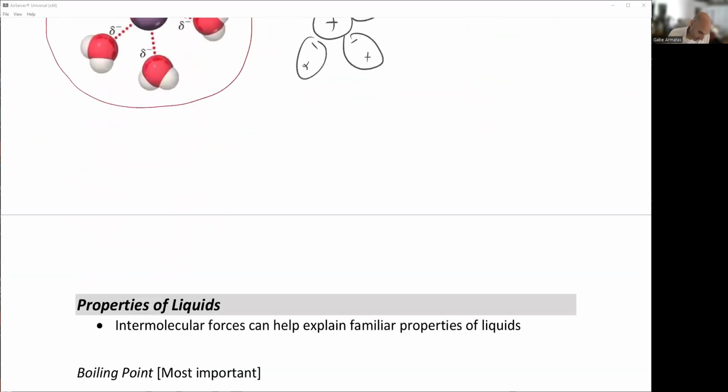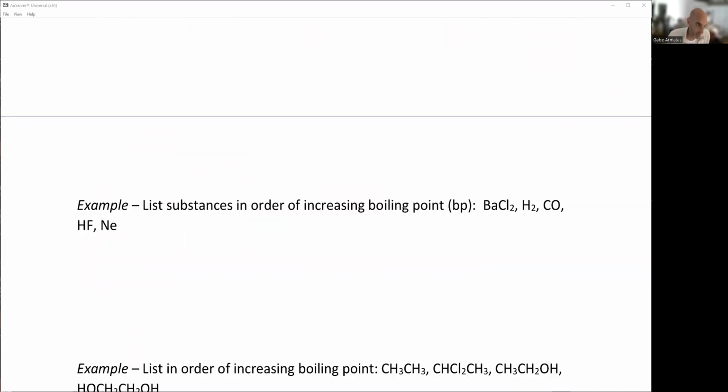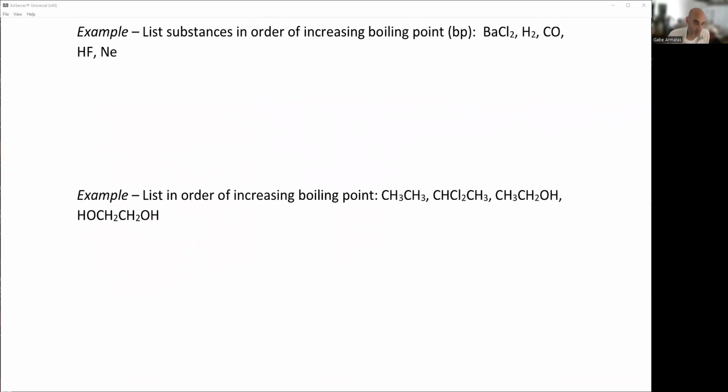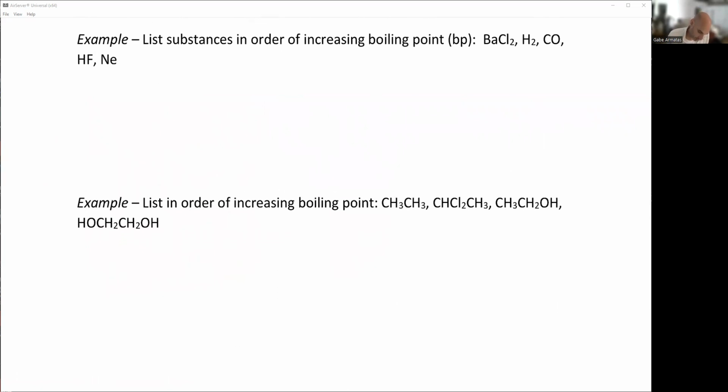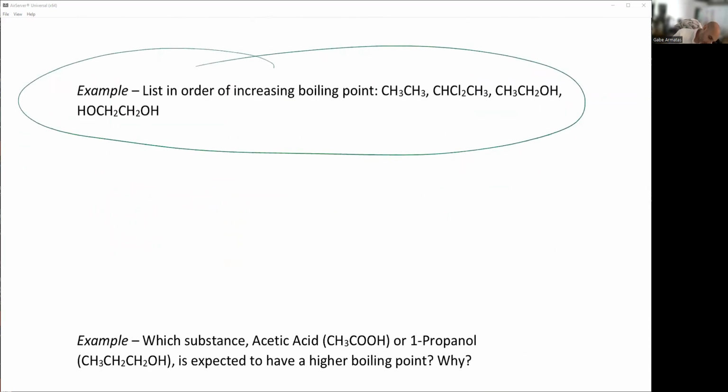Okay, good. All right, so properties of liquids. Again, boiling point is the most important thing. I'm just going to skip down to one of these problems. When you have a problem like this, you just list the properties, or what these things have. So this is my CH3. This is a nonpolar molecule. It has London dispersion forces because everything does. And because it's only nonpolar, it doesn't have anything else.